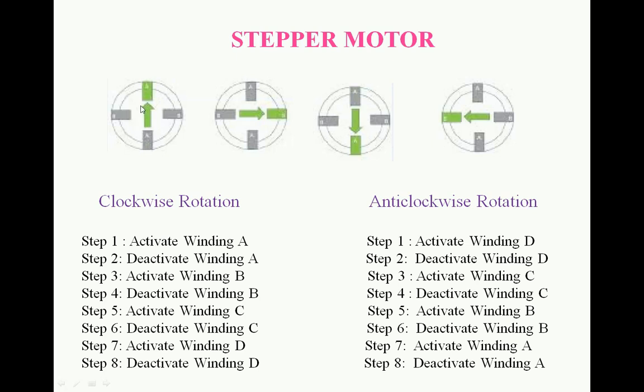Now after some delay, we deactivate the A winding and activate the B winding. Then what will happen is the motor rotates like this, moving in this direction.